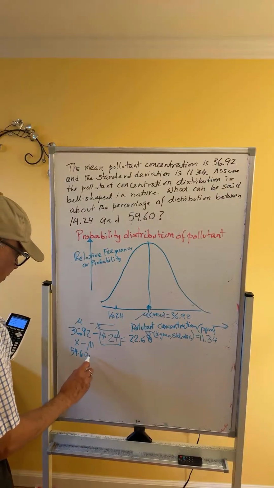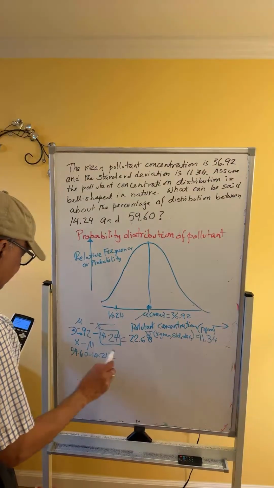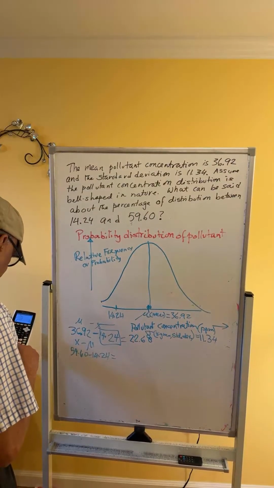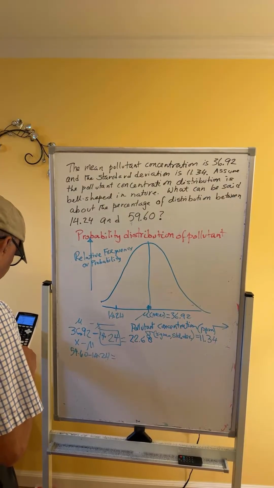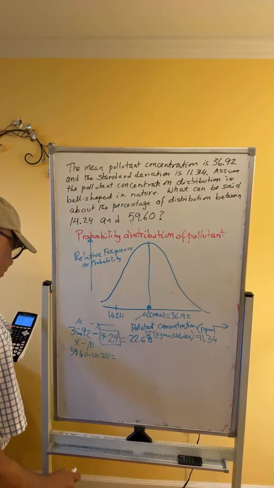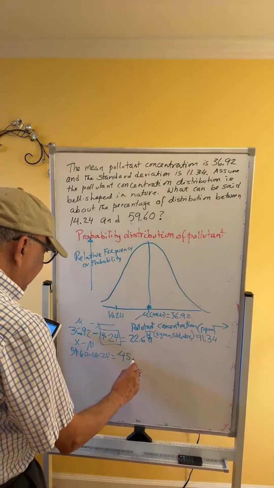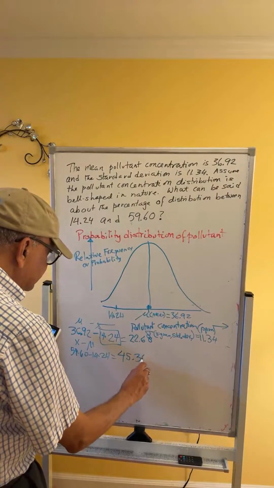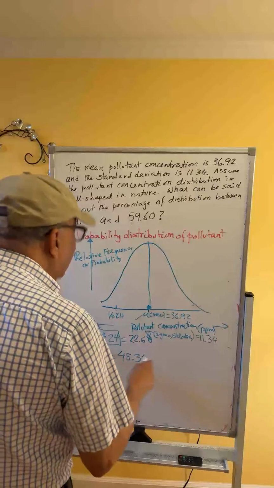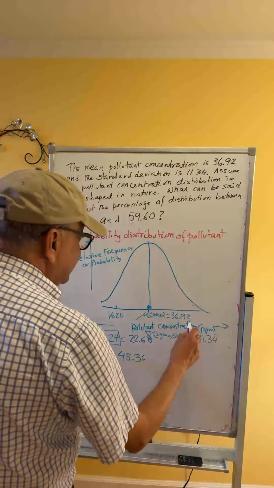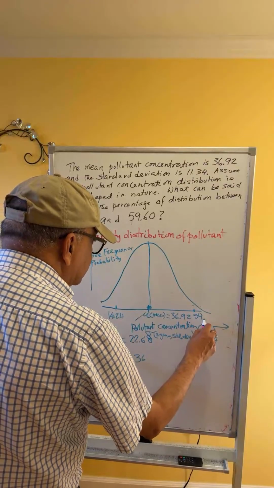That is 59.60 minus 36.92, and that is equal to 22.68... sorry, 59.60 minus 36.92 is 45.36. So 14.24 and 59.60, way over here someplace, 59.60.